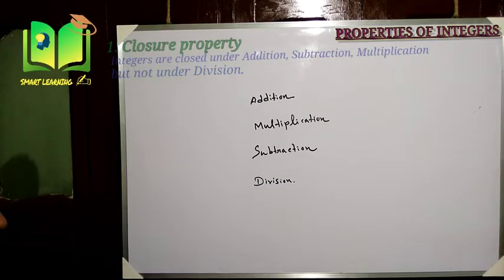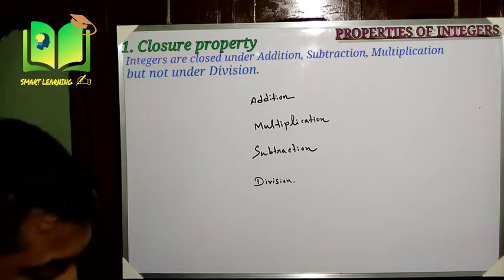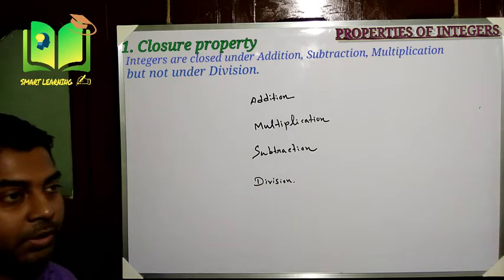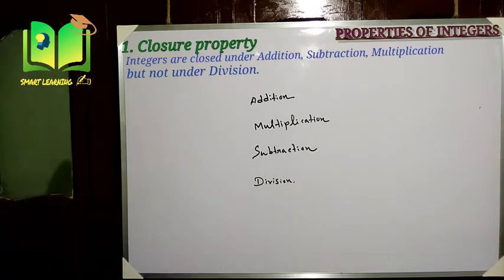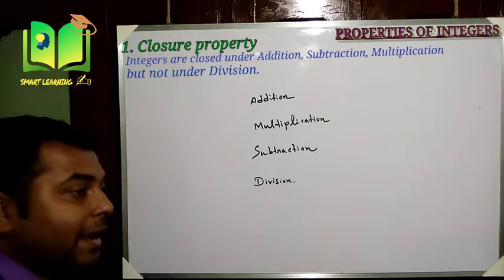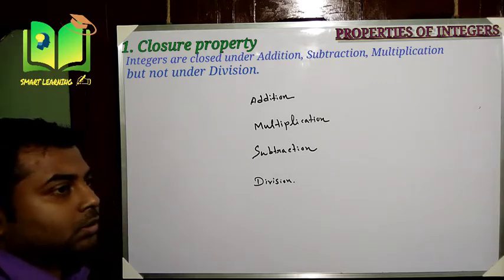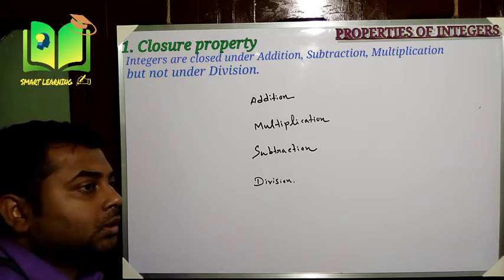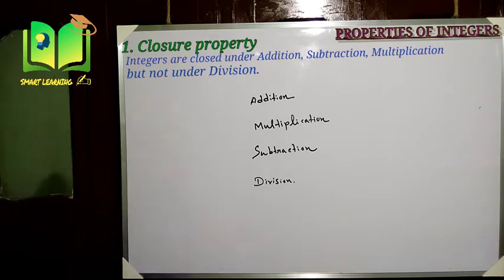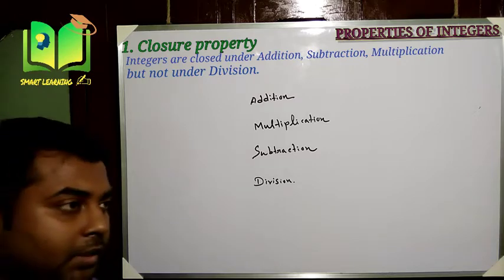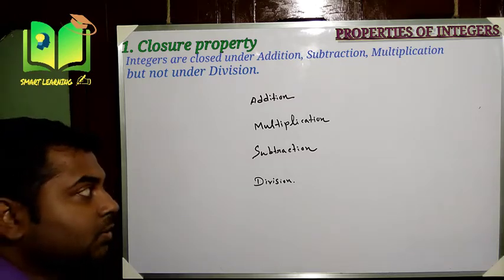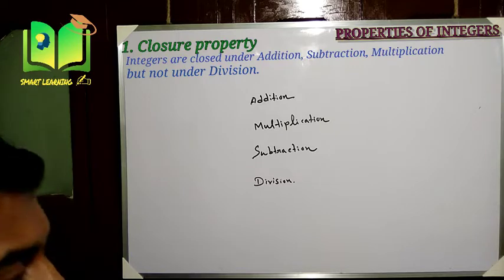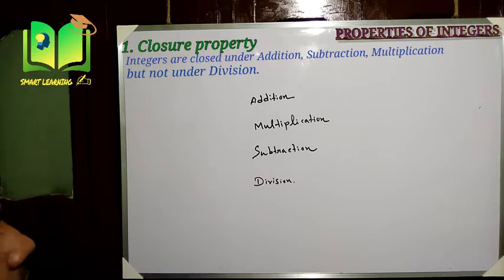Today we will discuss closure property. Do you know what closure property is? Closure property means, suppose you are adding two integers, so definitely your answer is also in the form of an integer. Suppose you are multiplying any two integers, so your answer will be in integer form. Let's see.